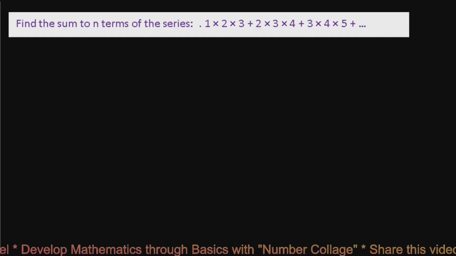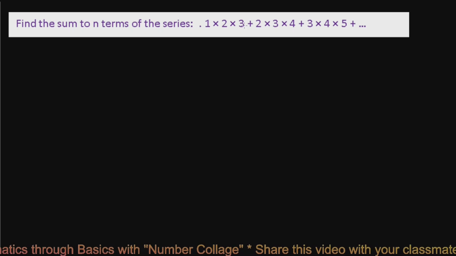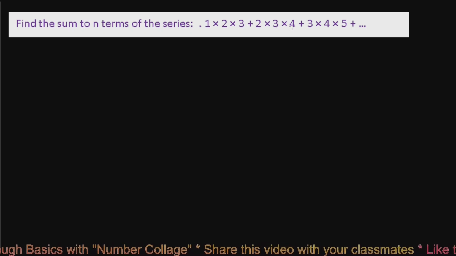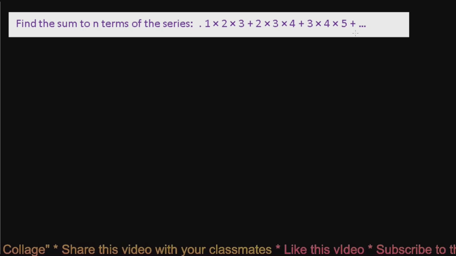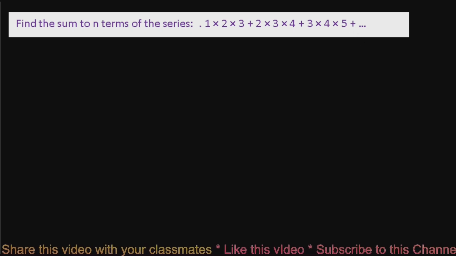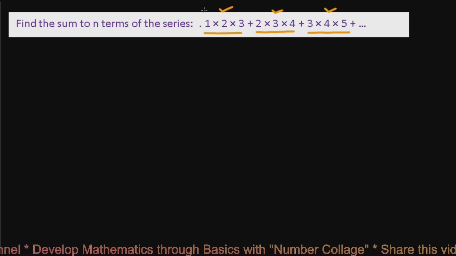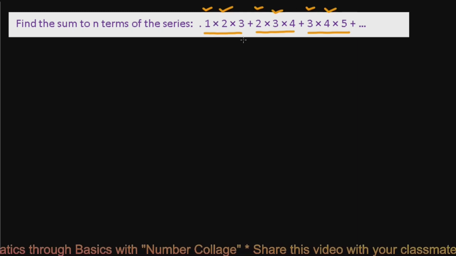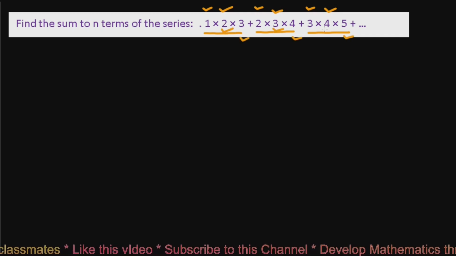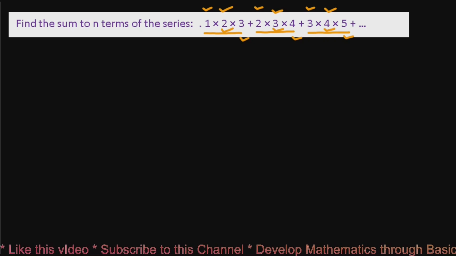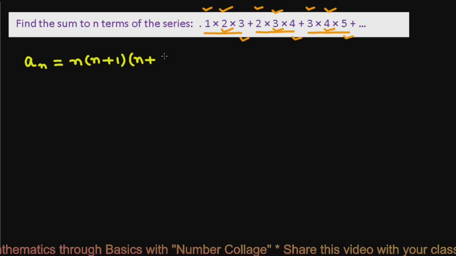Next problem is, find the sum to n terms of the series 1 into 2 into 3 plus 2 into 3 into 4 plus 3 into 4 into 5 and so on and so forth. In this series, we find that in each term the second number is greater than the first number by 1, and the third number is greater by 1 than the second number. So we write the nth term as an equals n into n plus 1 into n plus 2.